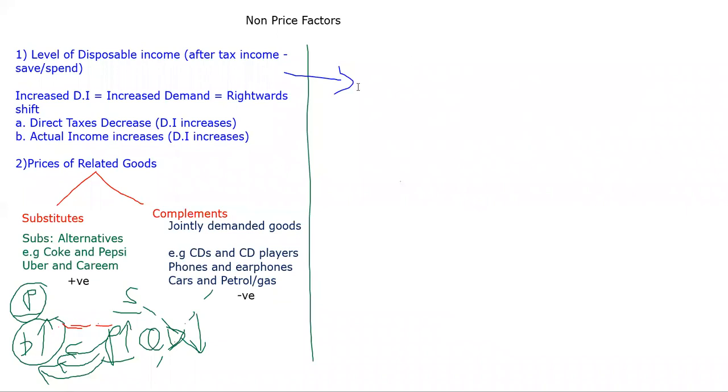Yeah. So there are two types of products. You have normal products, normal goods, and you have inferior goods.